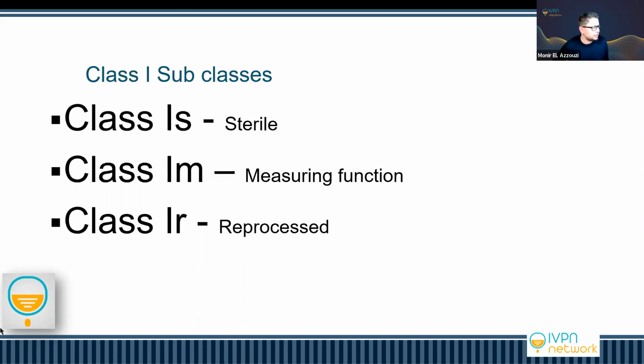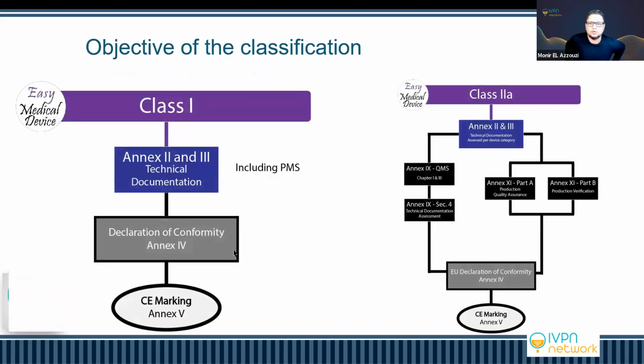Now that you know the classification, you also have to understand clearly that it's not just to say it's a class 3, so it's a high-risk product or whatever. The objective of the classification is mainly to define which route you have to take to go to the market. If you are a class 1 device, you have to go through Annex 2 and Annex 3 of the legislation. Then you have to go to Annex 4, which is the Declaration of Conformity, and Annex 5, which is CE marking. This is always like that for everybody.